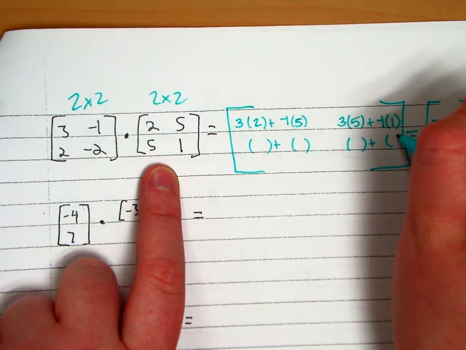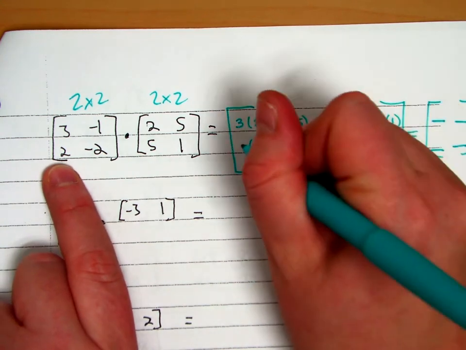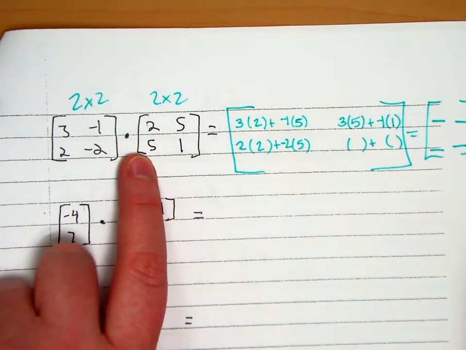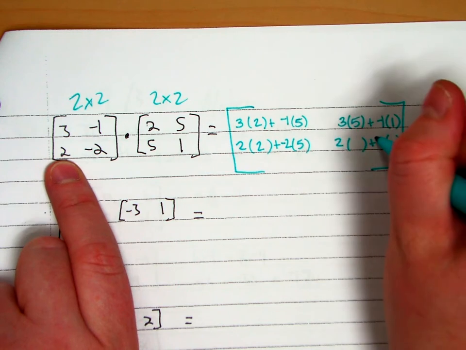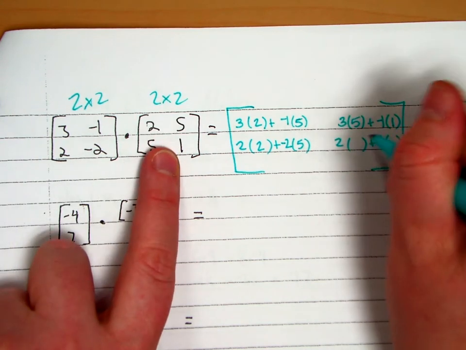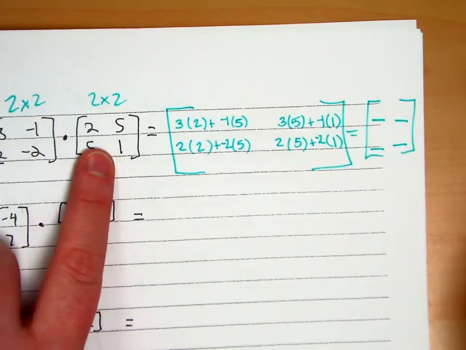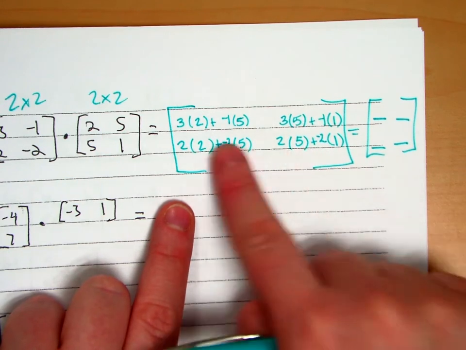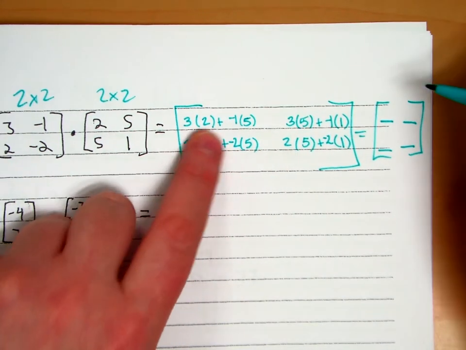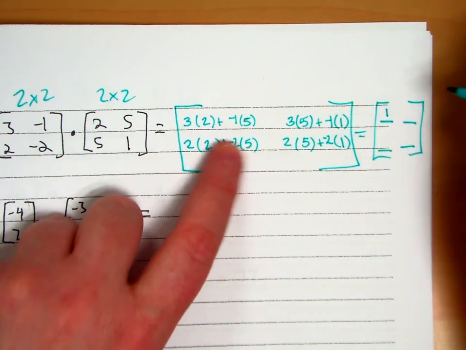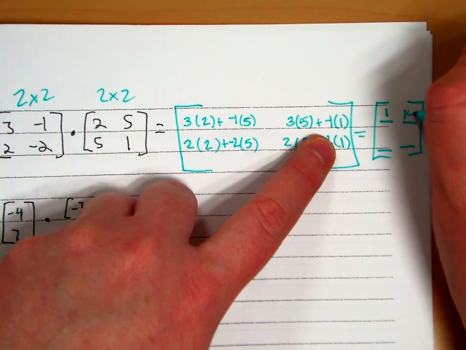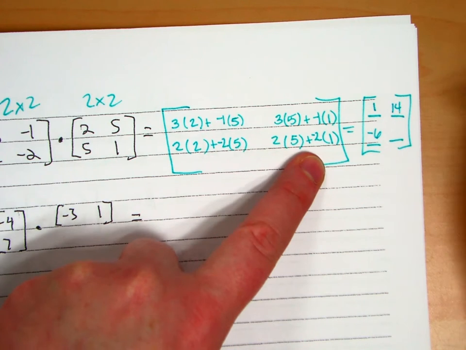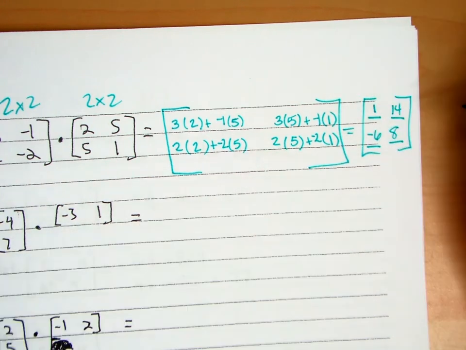Doing the same thing again. 2, -2, column 1, which is 2 and 5. Then 2, -2 again, column 2, which is 5 and 1. So if you find a method that works for you, I have found using rows, and then my column numbers are the same. Rows go across the same. Multiply this out. So 6 plus a -5 is 1. 15 plus a -1 is 14. 4 plus a -10 is -6. 10 plus a -2 is an 8.